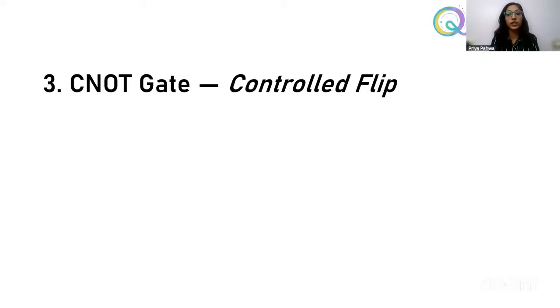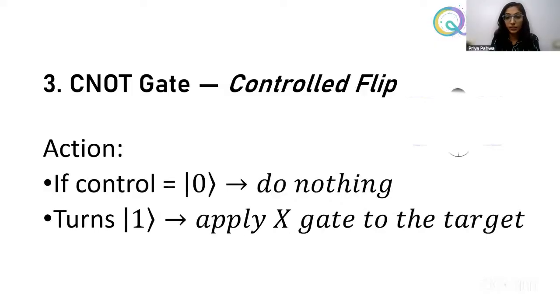So next is the CNOT gate, that is the controlled flip gate. It's a two qubit gate. The previous two gates which I talked about are single qubit gates, and this one is a two qubit gate. As you can see, there are two nodes over here: this is my control and this is my target. If I provide input ket 0 to my control, the target won't change. But if there is 1, it will apply an X gate to the target. Suppose I apply 0, 0. My output will also remain 0, 0.